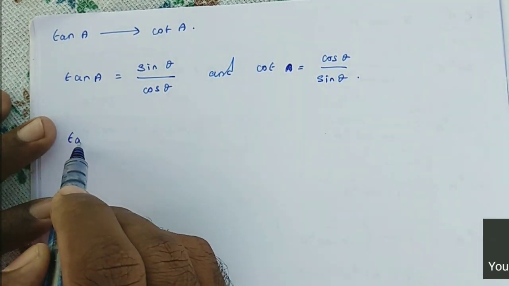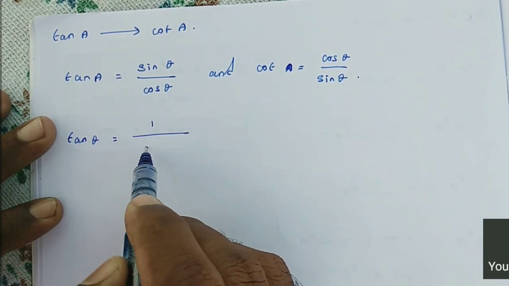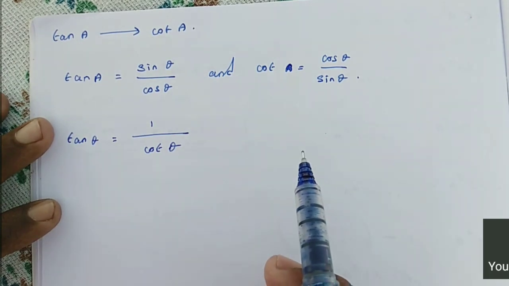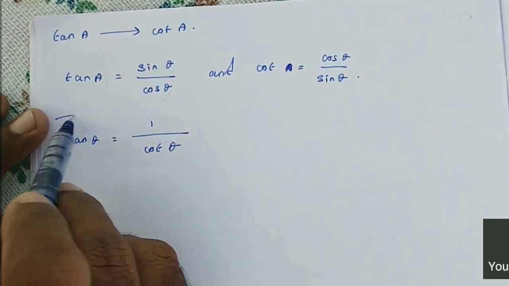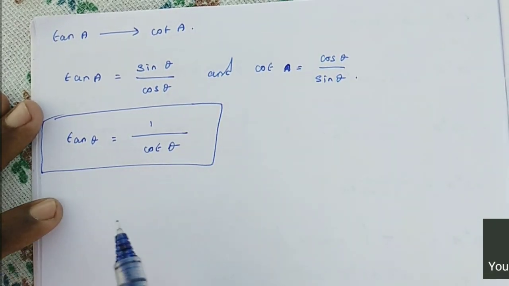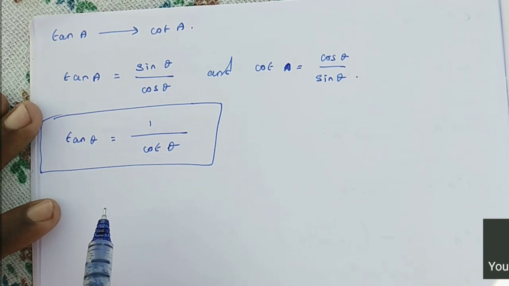So can we write tan theta is equal to 1 by cot theta? Because they are reciprocals, right? That is it. Answer completed. One line. Clear? We wrote tan theta in terms of cot theta. Are you clear?